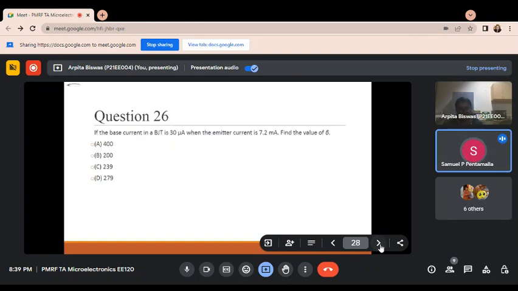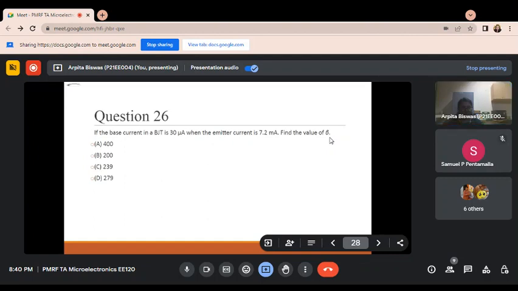So next we are moving toward question number 26. If the base current in a BJT is 30 microamps, when the emitter current is 7.2 milliamps, at first you have to see the unit here. The base current is in microamps and the emitter current is in milliamps. Then find out the value of beta.